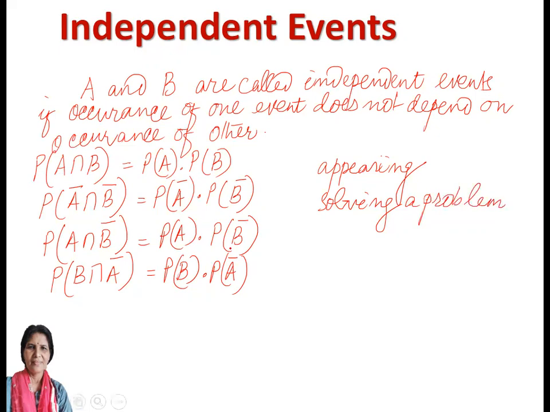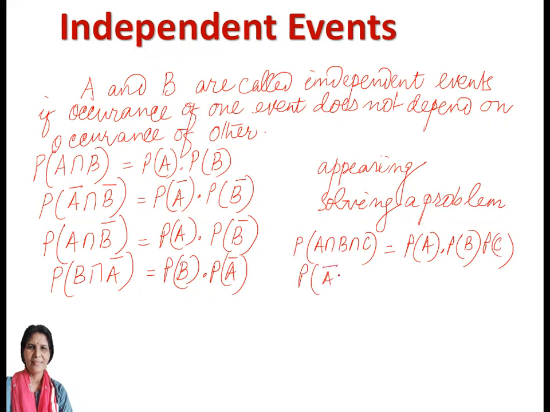The same thing can be applied when there are three students or three events. At that time, all three will occur, means A as well as B as well as C, is equal to PA into PB into PC. None of them will occur, that will be not A, not B, and not C. This is equal to P not A multiplied by P not B multiplied by P not C. So while solving the problem, I'll write some more concepts. So try to understand it.